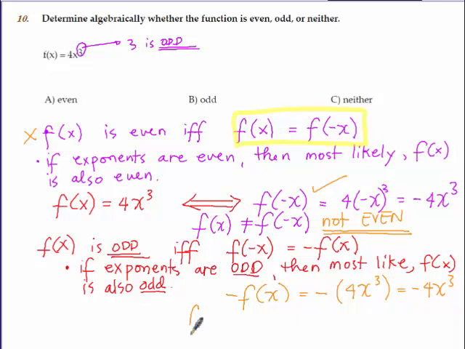Since our f of negative x is equal to negative f of x, then our function is odd. This gives us an odd function. So our answer is letter B.